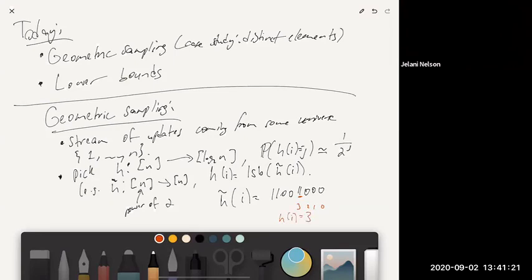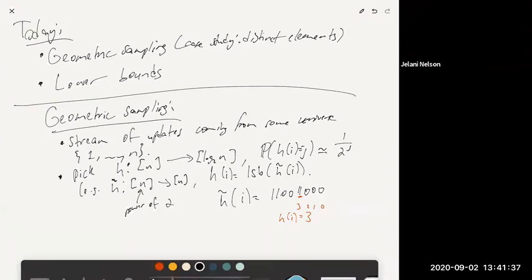Okay. And the probability of that happening is 1 over 2 to the 4, because you need to have those 3 zeros, and then that has to be a 1. What's the probability that happens? It's 1 over 2 to the 4. So it's roughly 1 over 2 to the j, up to some factor of 2. Okay. And why am I doing this?